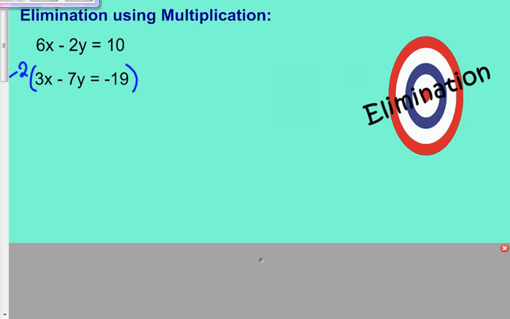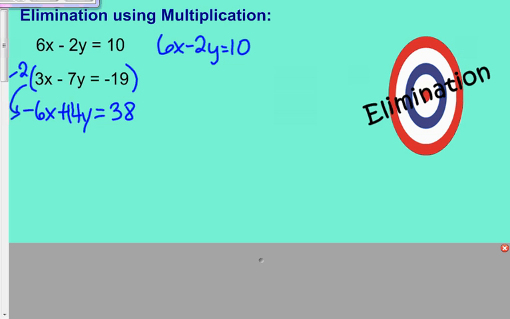When I multiply everything on bottom by negative 2, I will create negative 6x, a positive 14y, and then a positive 38. That's how I've changed this equation to this one. Now I'm going to take them and line them up. So let me rewrite the top one. 6x minus 2y equals 10. And then negative 6x plus 14y equals 38.